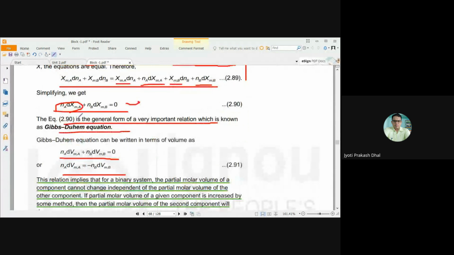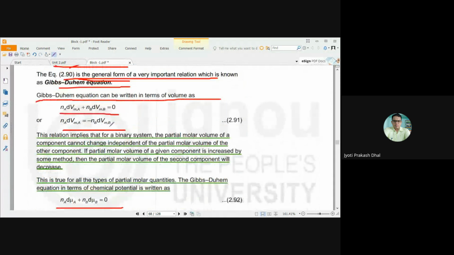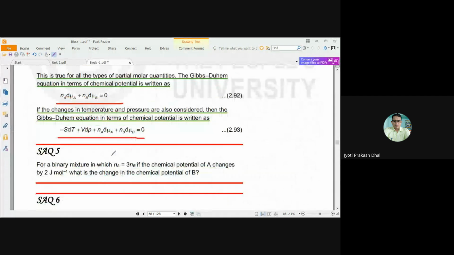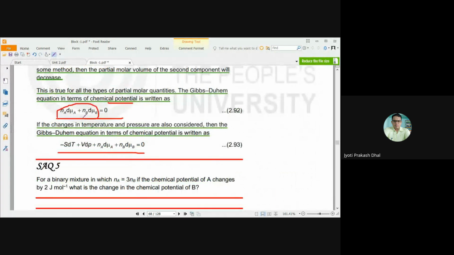Hence this equation 90 in the general form is a very important relation known as the Gibbs-Duhem equation. The Gibbs-Duhem equation can be written in terms of the volume also. So nA dV_mA plus nB dV_mB equals 0, or we can write nA dV_mA equals minus nB dV_mB. So this is true for all types of partial molar quantities. Then the Gibbs-Duhem equation in terms of chemical potential can also be written as nA d mu A plus nB d mu B equals 0.